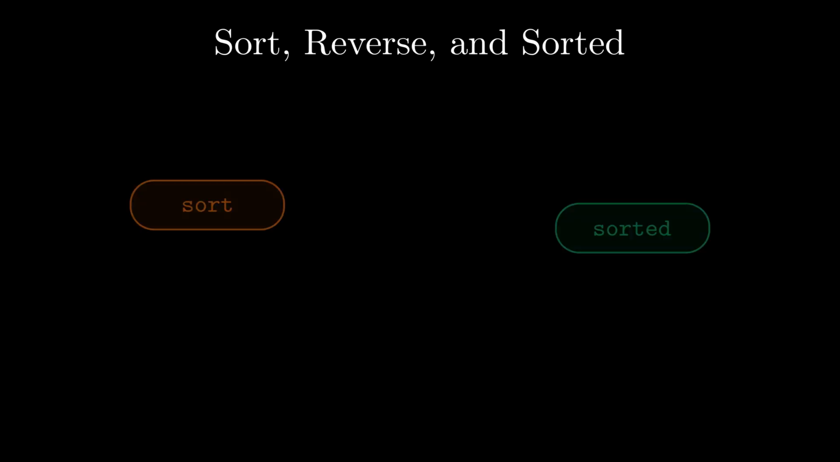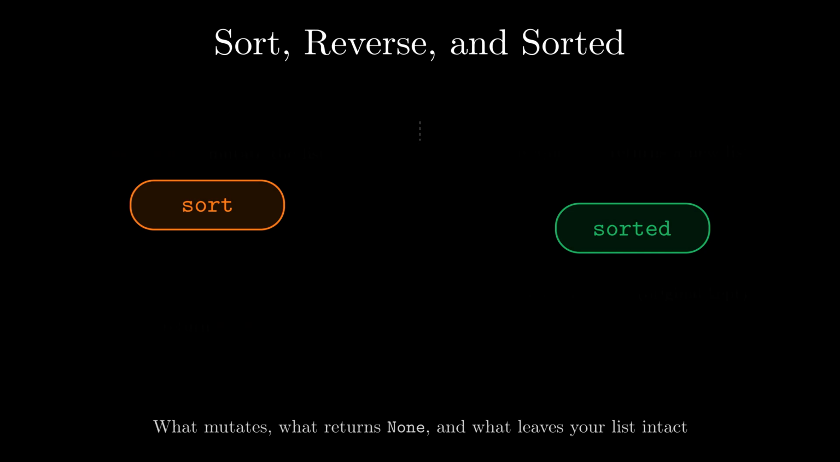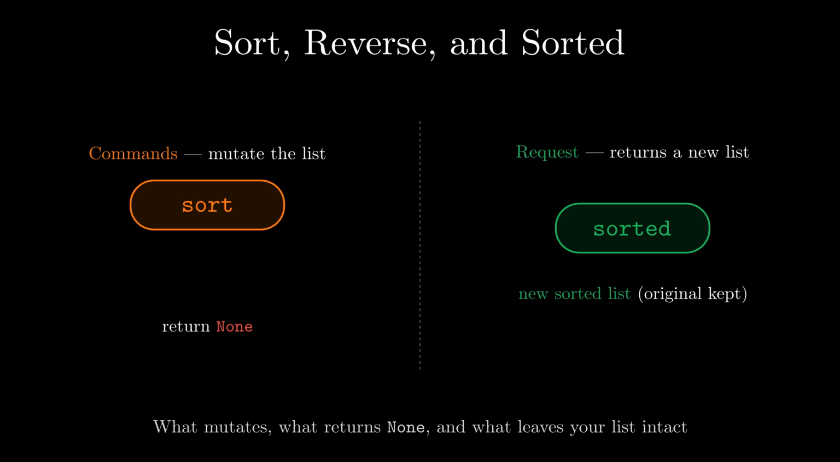Two Python operations look almost identical, sort and sorted, one letter apart, but one of them quietly destroys your list while the other leaves it perfectly intact. Today we untangle sort, reverse, and sorted, and the None trap that catches nearly every beginner.